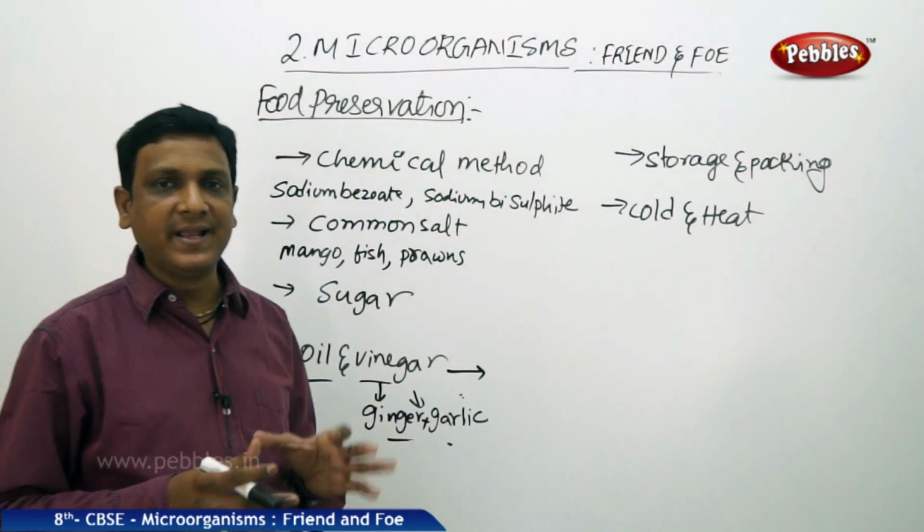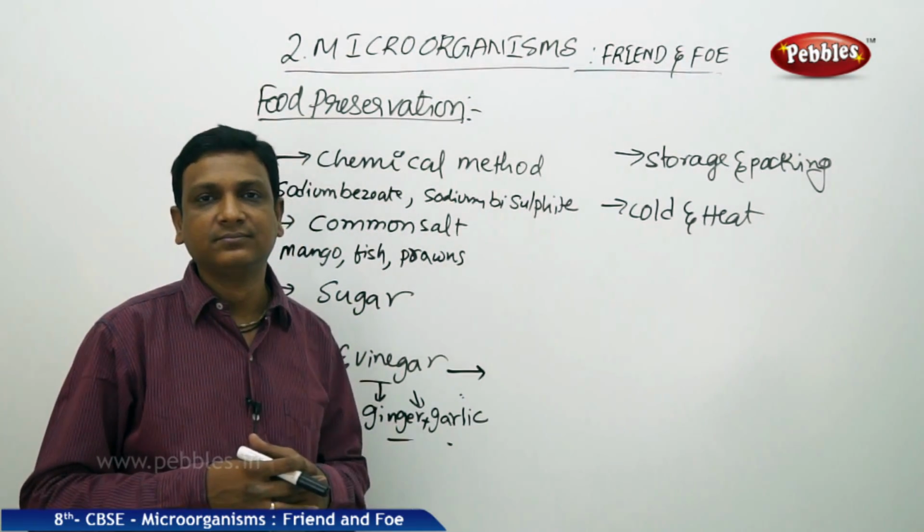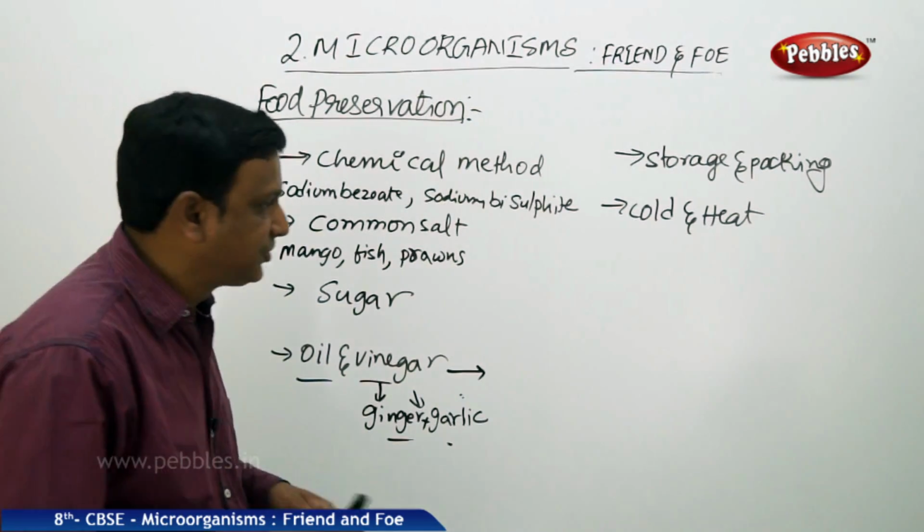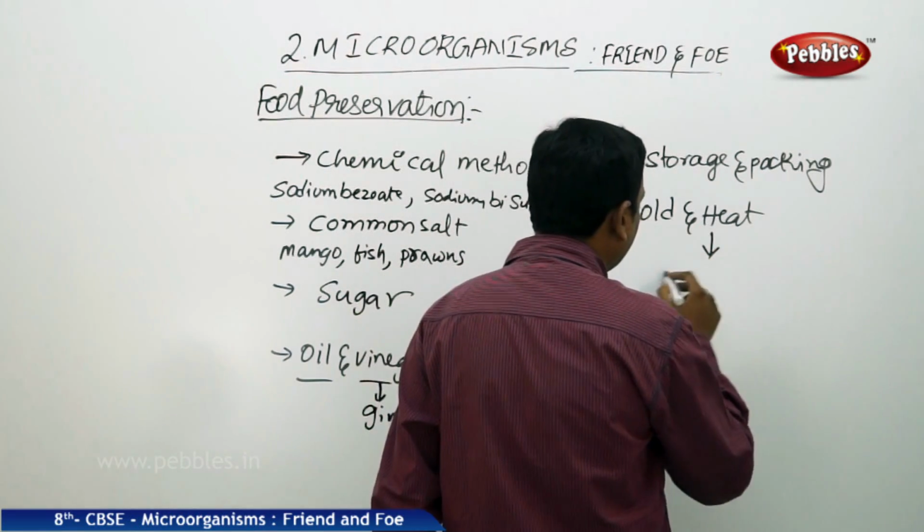Certain food items can be preserved by heat treatment. What is that? Milk. Milk is pasteurized to preserve it for a long time.